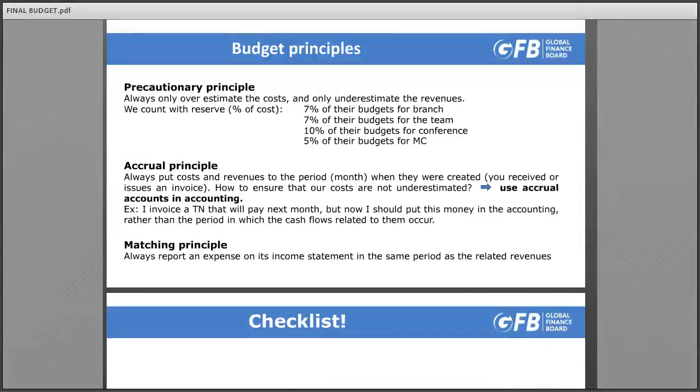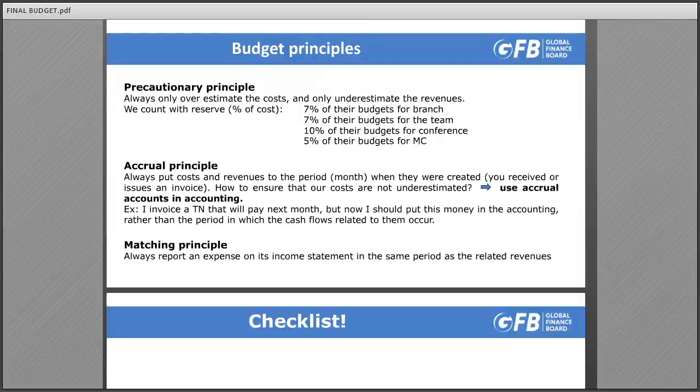Continuing with the budget principles, there are three main principles. Precautionary principle: as has been said before, always overestimate the costs and underestimate the revenues. And remember to count on reserves of 10% of the cost for some specific items such as the branch, the team, conferences or for MC.